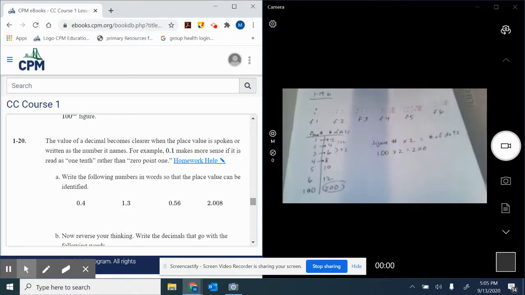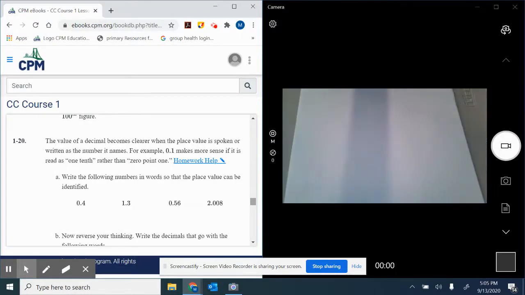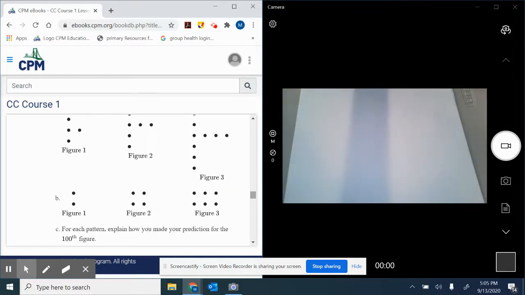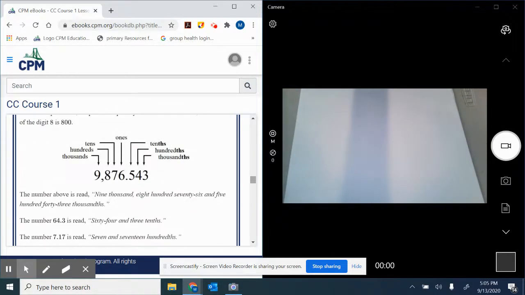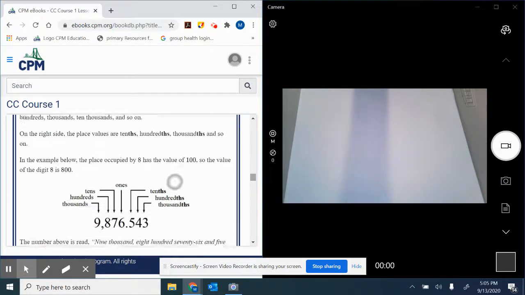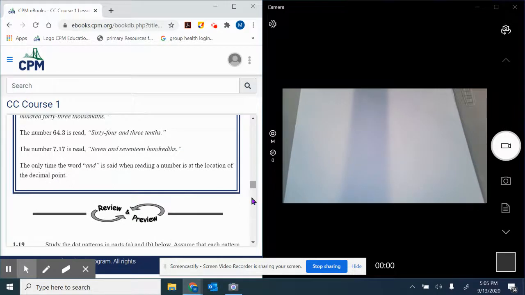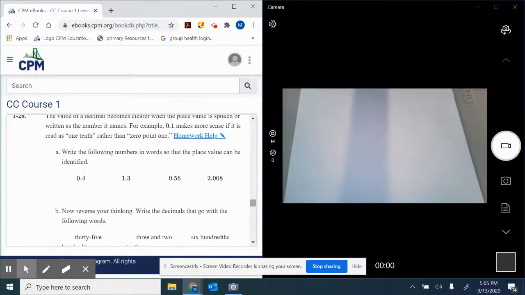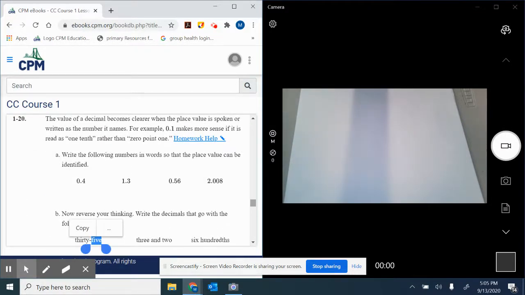All right, we've got one problem left, and that's problem 120. And this is switching gears a little bit. This is talking about place value. Up above, if you need to use the table for this one, it's the place value table. It is up above if you kind of forgot your place value a little bit, okay? There is also homework help for this one if you need it.